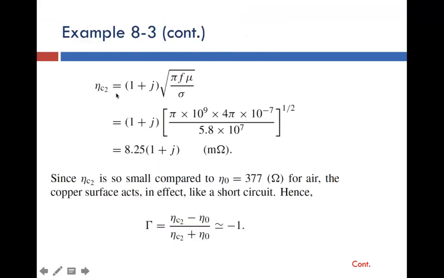So that means for our eta c2, we use the expression from that table in chapter 7 that is appropriate for excellent conductors, which is (1 + j) times the square root of pi f mu over sigma. So when we plug all of those numbers in, we get 8.25 times (1 + j) milliohms. So eta 2 is very small compared to eta naught for air. So the copper basically is acting like a short circuit. So the reflection coefficient for all practical purposes is −1.